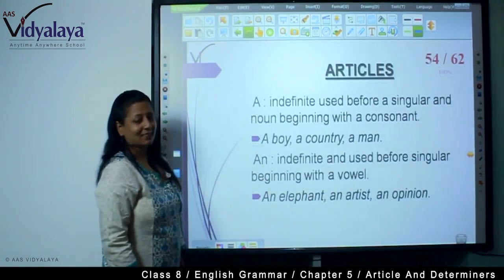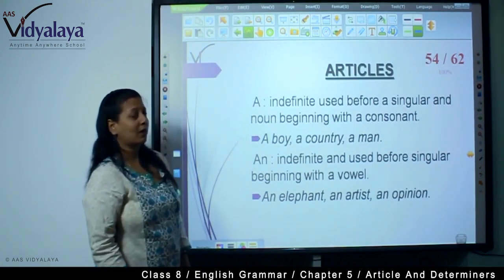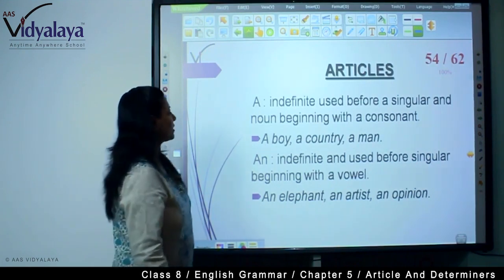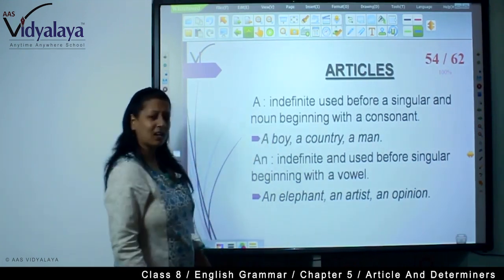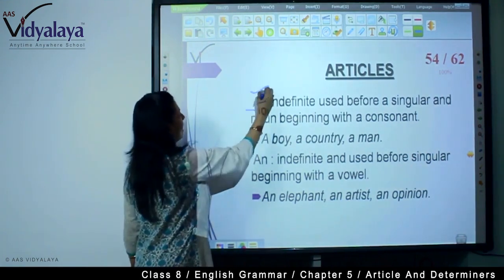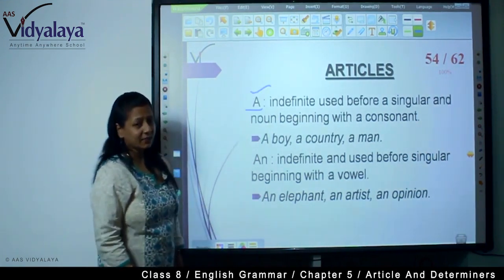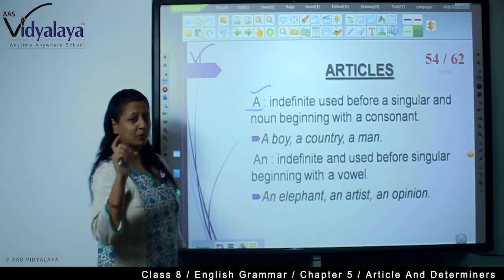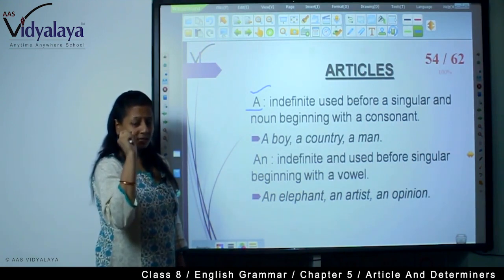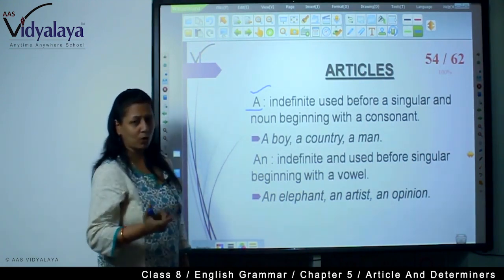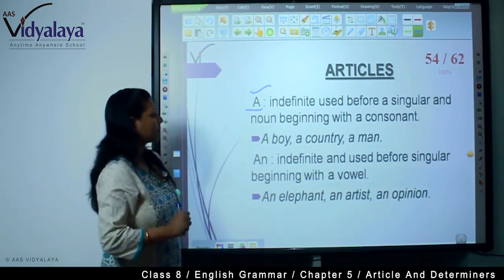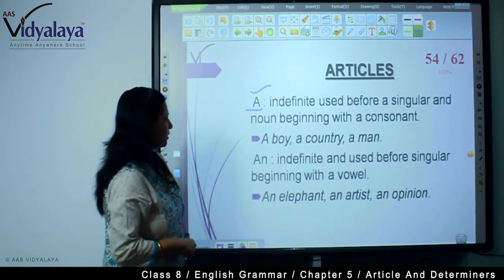Now the articles. As you have seen articles, I am explaining. Indefinite article a is used before a singular noun beginning with a consonant. This is used with a noun, and that noun starts with a consonant. A ball, a boy, a girl, a house, right? A country, a man, whatsoever.